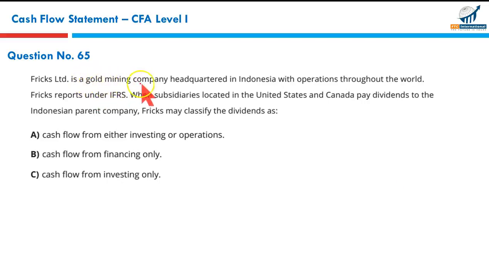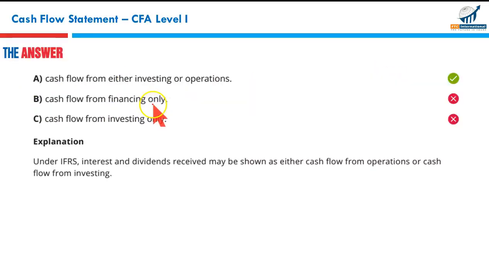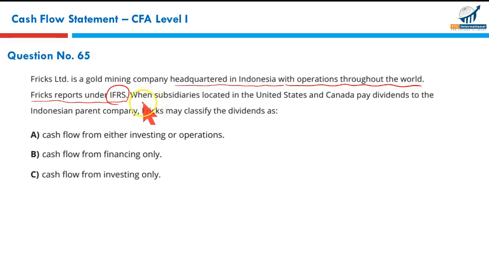Frix Limited is a gold mining company headquartered in Indonesia with operations throughout the world. Frix reports under IFRS. When subsidiaries located in United States and Canada pay dividends to the Indonesian parent company, Frix may classify the dividends. Frix is a parent company. It receives dividends from its subsidiaries. These subsidiaries are located in Canada and other countries.